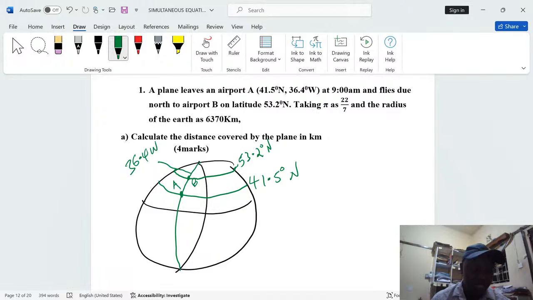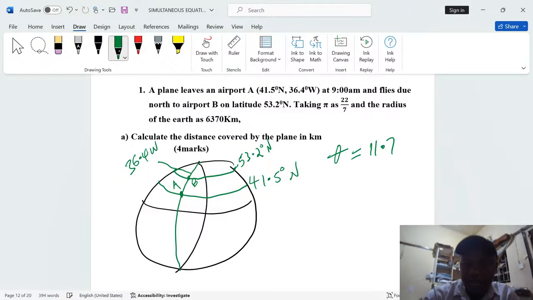Nobody is telling us whether it is a great circle or a small circle, but after sketching, you can see from A upwards, you'll be moving along a longitude. That is along a great circle. Therefore, the angle difference from 41.5 to 53.2, they are on the same hemisphere. Therefore, you subtract. So the angle difference, beta, is going to be 53.2 minus 41.5, that is 11.7 degrees.